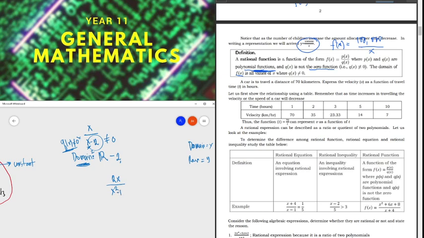X squared plus, let's have 9. We have 2x over x squared minus 9. Let me undo. Okay, I have 2x over x squared minus 9. So what do you think is the domain? Okay, what is the domain here?